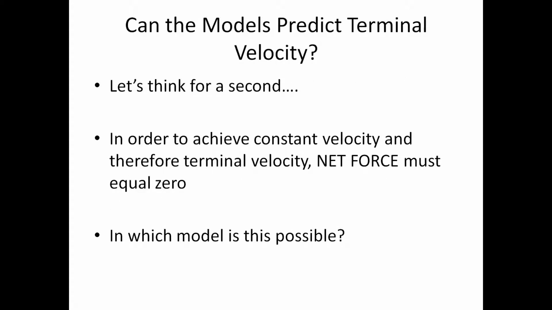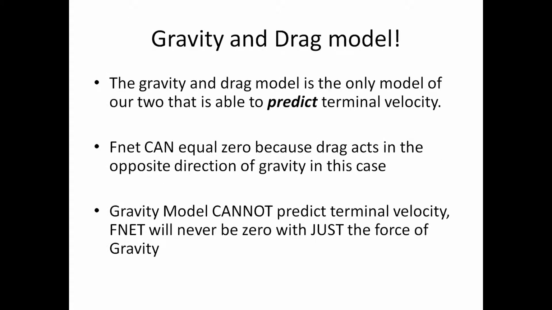Can the models predict terminal velocity? Well, let's think for a second. In order to achieve constant velocity, and therefore terminal velocity, net force must equal zero. In which model is this possible? The gravity and drag model is the only model of our two that is able to predict terminal velocity. F net can equal zero in the gravity and drag model because drag acts in the opposite direction of gravity in this case. The gravity model cannot predict terminal velocity. F net will never be zero with just the force of gravity.